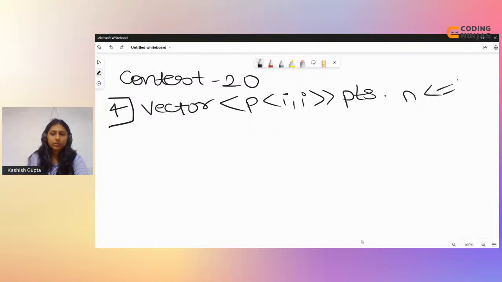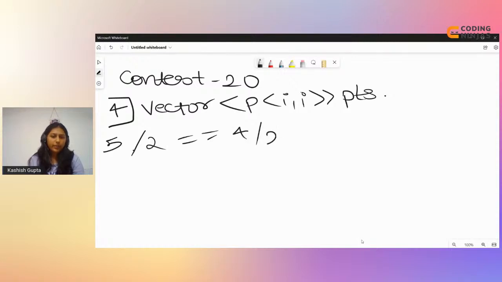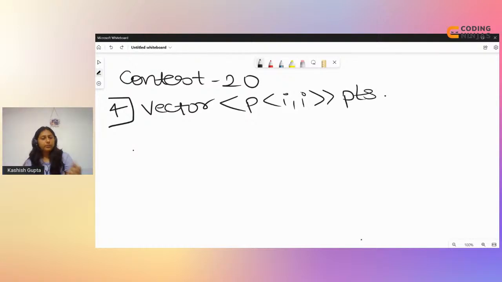So we talked about a formula. But in programming, using division cannot always give you the right result. Like 5 by 2 will be equal to 4 by 2. So that's wrong. Do not use this. We would have to use mod, but I think there's a simpler way because of the formula, because we want them to be equal to 0. So there are 3 points.